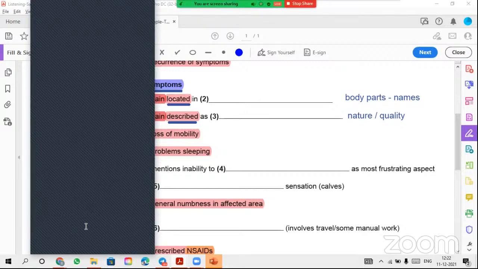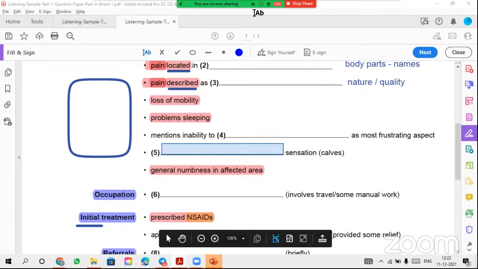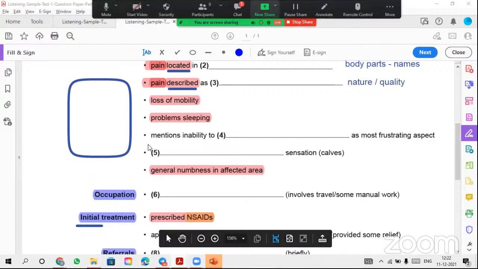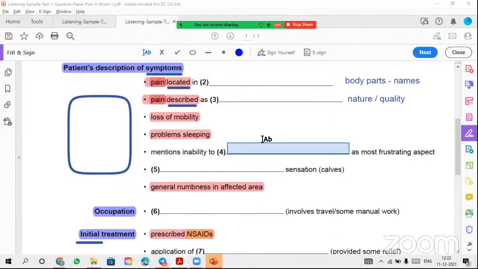Right. Very good. Now we are moving to the 4th question. Somebody has given another word, I think. Stabbing. Very good. Stabbing pain. Yes, that's wonderful.